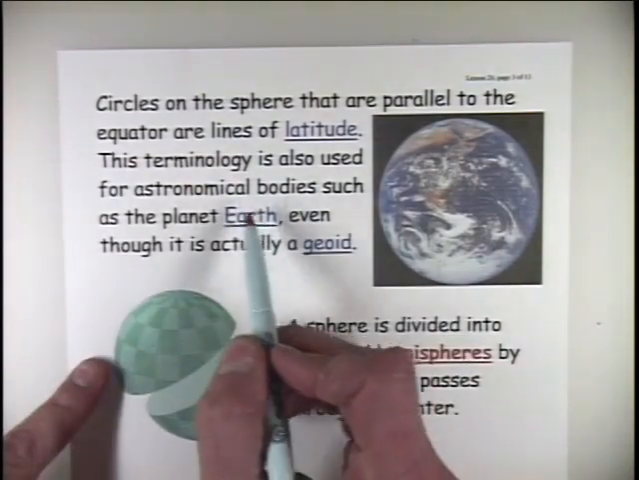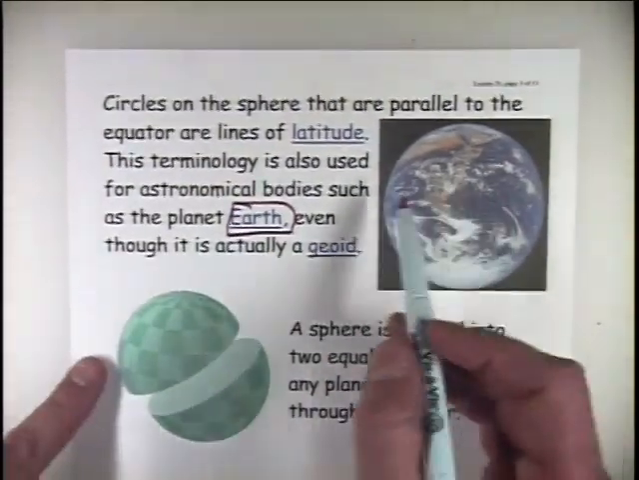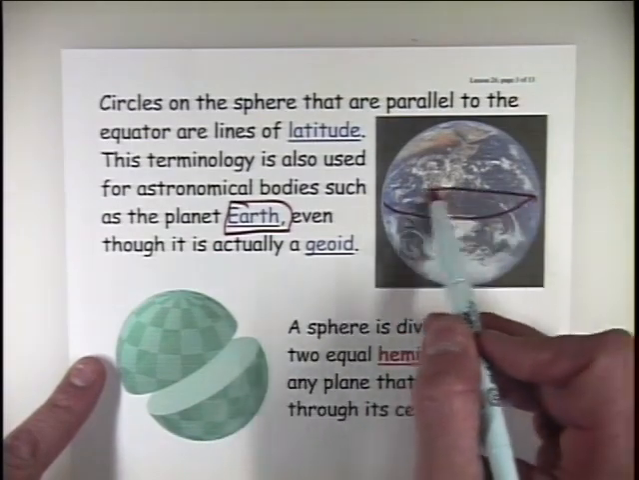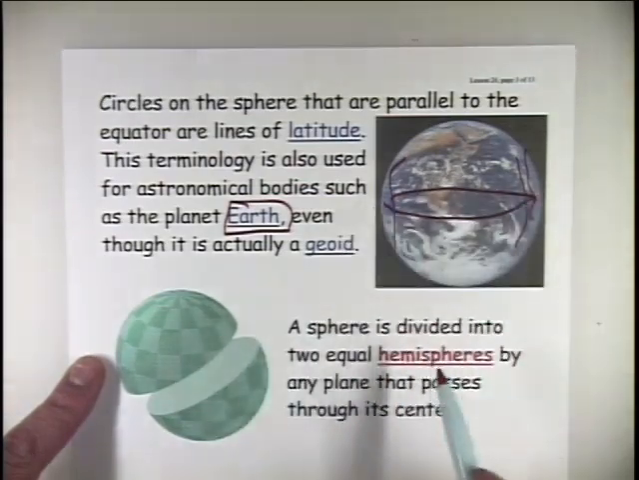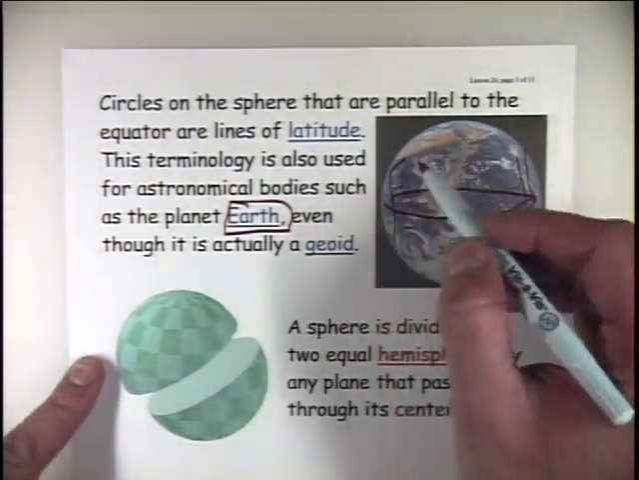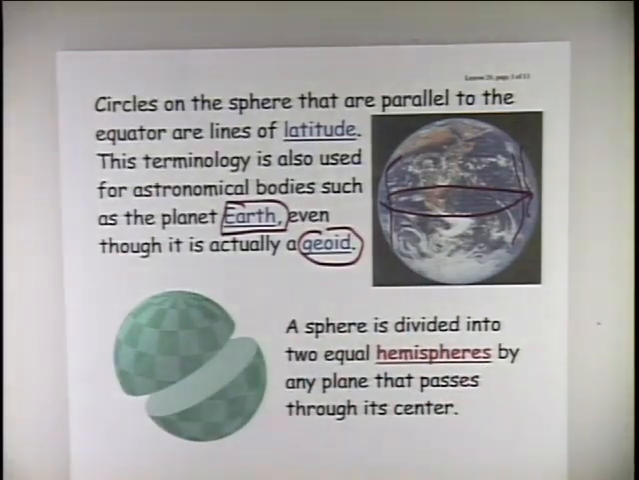So we do use that terminology on the Earth, even though the Earth is technically not a sphere because it spins around an axis and it's kind of tapered in here around the edges. So like it's wearing a belt around the equator. And it also has irregular surfaces around it, so it's technically a geoid, but it's so close to spherical that we call it a sphere.